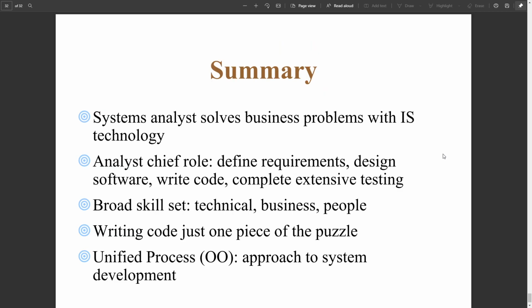So this is a summary of the whole lecture. The systems analyst solves business problems with IS technology. Okay? The analyst's chief role is to define requirements, design software, write code, and complete extensive testing, and the broad skill set covers technical and business skills. Writing code is just one piece of the puzzle. It doesn't mean you automate the system, it solves a problem. And our approach to systems development is a unified process.